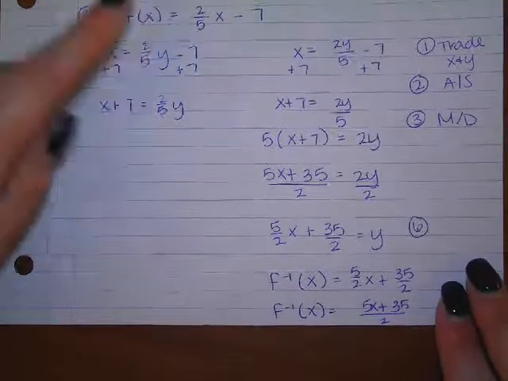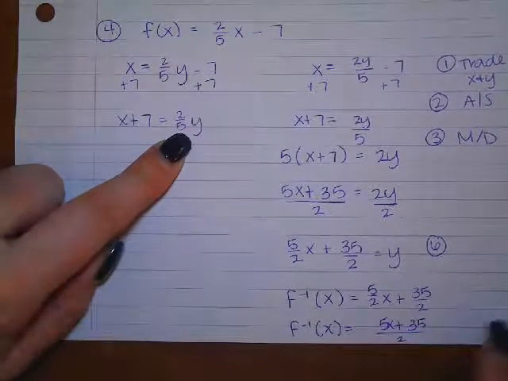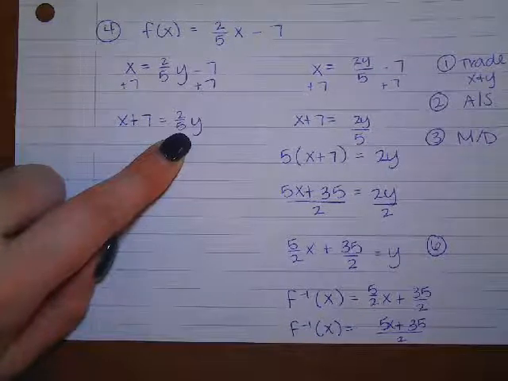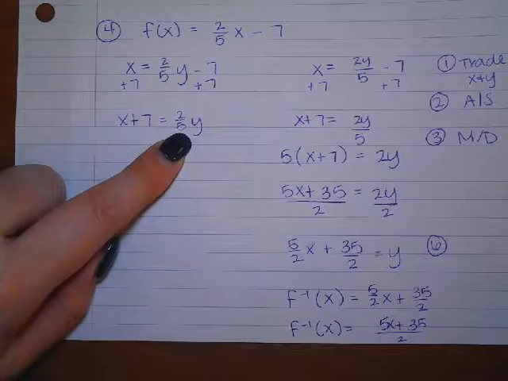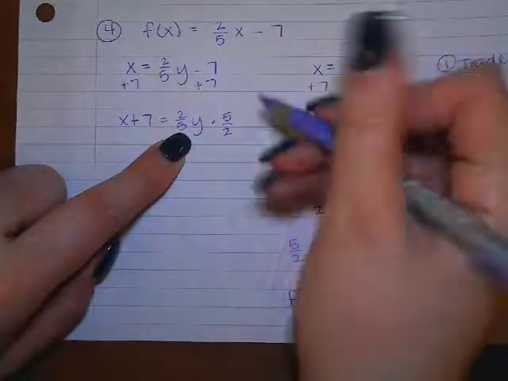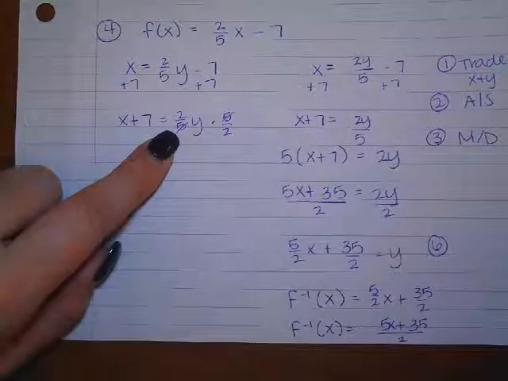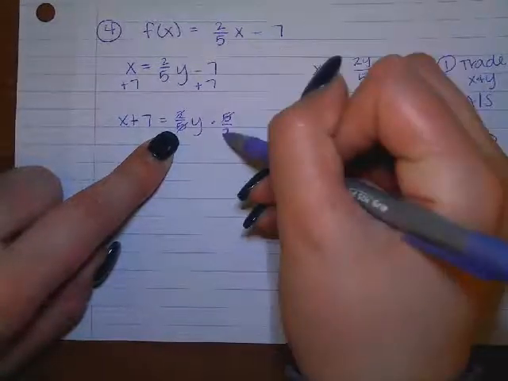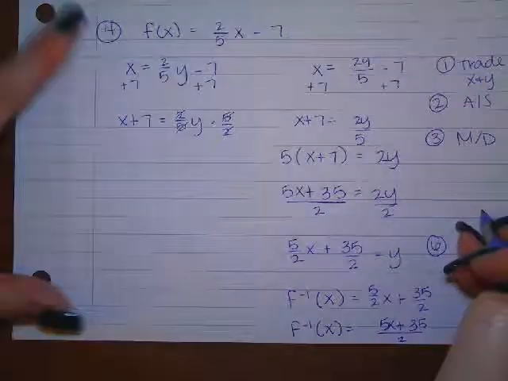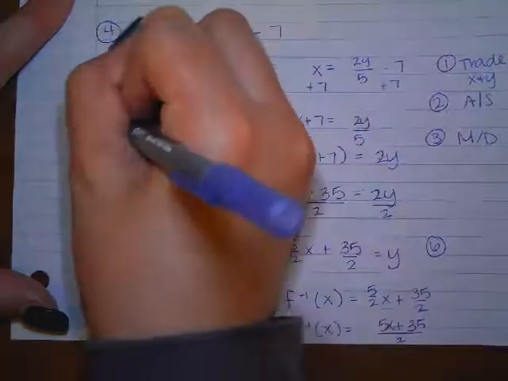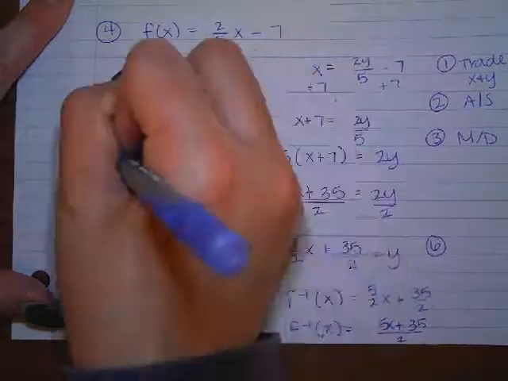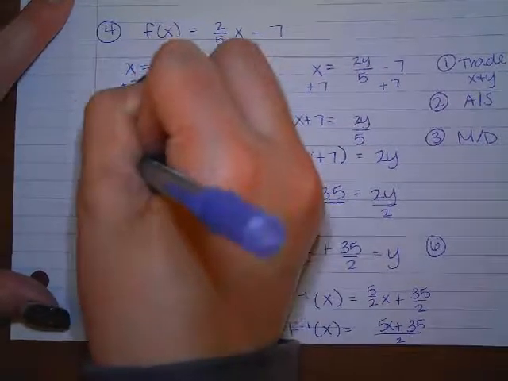Okay. Now, for students who are pretty comfortable or okay with fractions, how could I get rid of a 2/5? Multiply by the reciprocal. So I would say, let me go ahead and multiply by 5/2. Because I know that multiplying by 5 and dividing by 5 cancel out. And I know that multiplying by 2 and dividing by 2 cancel out, and that leaves the y alone. So if I multiply by 5/2 on one side, then I have to multiply by 5/2 on the other side. So I get y equals 5/2 times x plus 7.